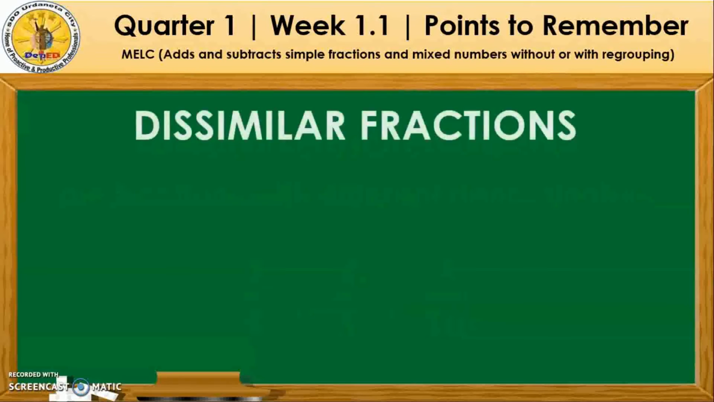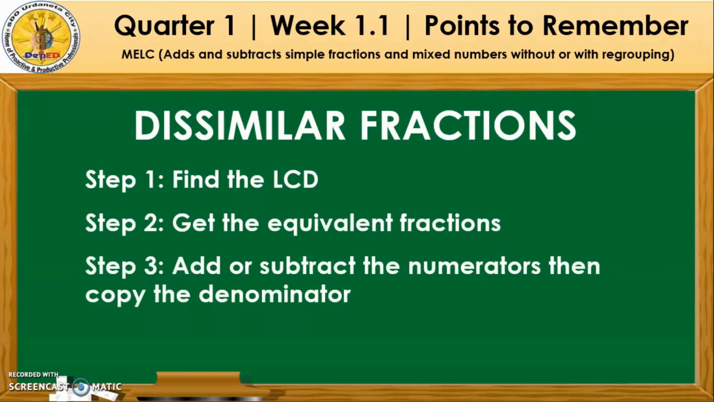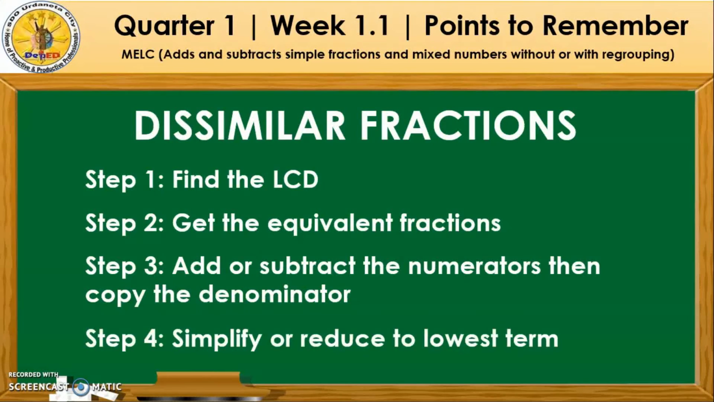Here it is. Step 1. Find the LCD. Step 2. Get the equivalent fractions. Step 3. Add or subtract the numerators, then copy the denominator. And Step 4. Simplify or reduce the fraction to its lowest term only if possible.